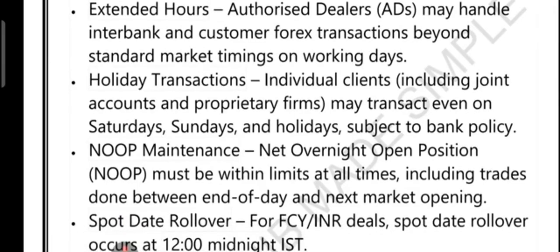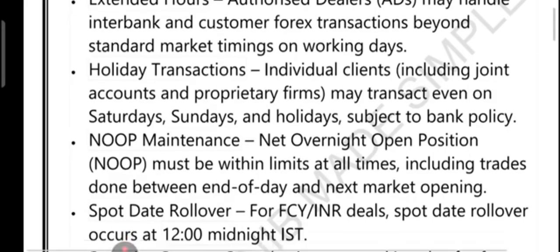Even on Saturday, Sunday or holiday, individual customers, joint account holders or small firms can do forex transactions, but only if their bank allows it. So that is the point.